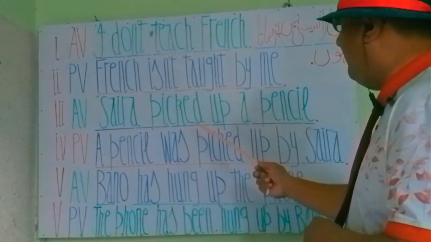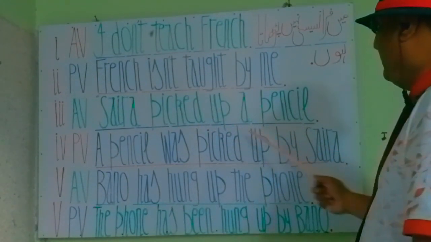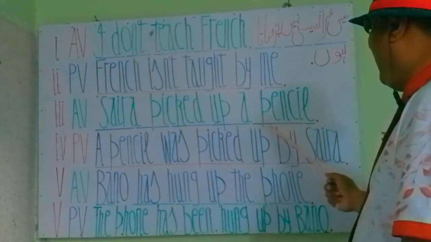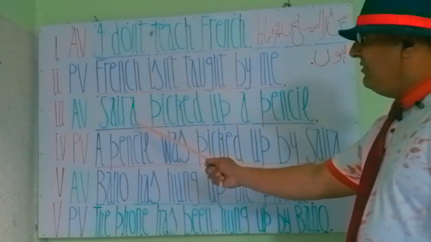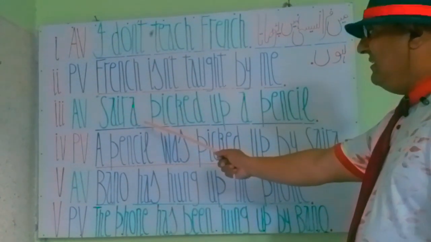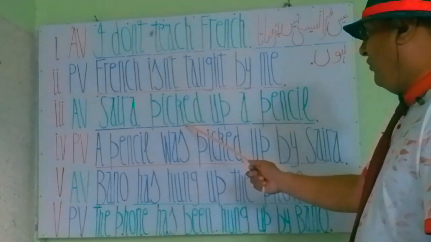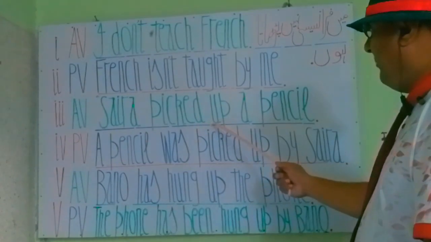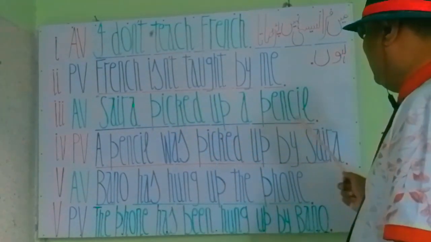Next statement you see here, my students, is: Saira picked up a pencil. You see that Saira is a subject. This is also an active voice and picked is a second verb form. So picked up, pick up is a phrasal verb. So Saira picked up a pencil.